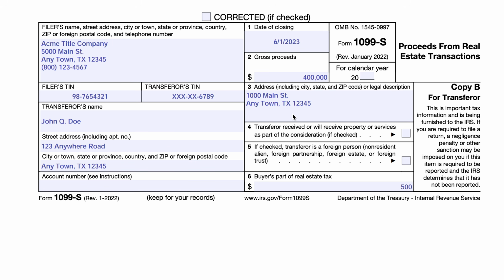If on the other hand, he doesn't meet the criteria, let's say that he bought it and then a year and a half later, he decides to sell it, or it was a rental property and he sold it, then he would receive this tax form.